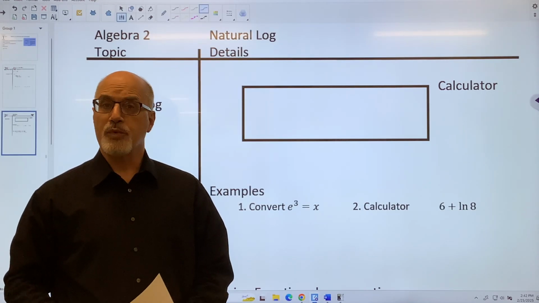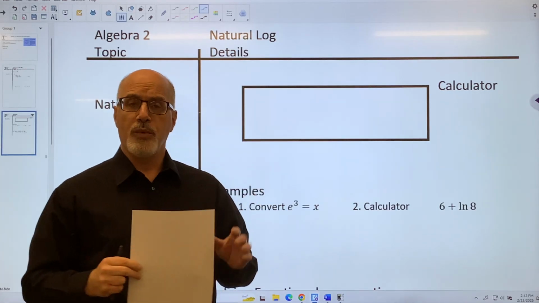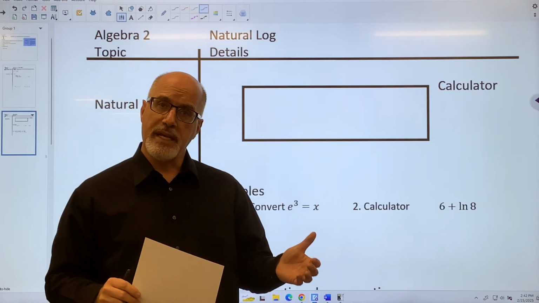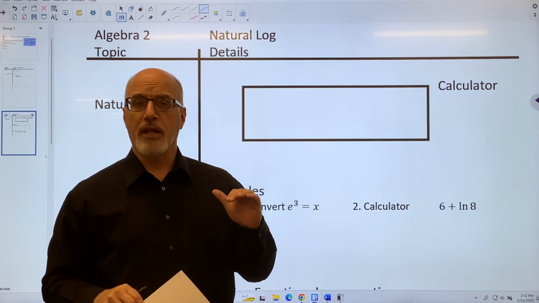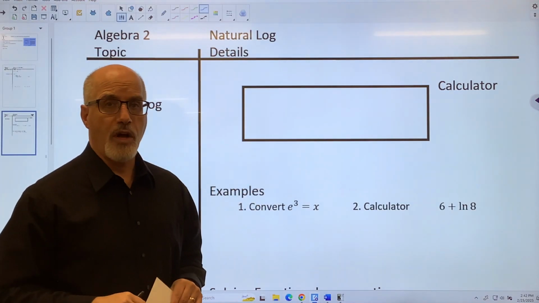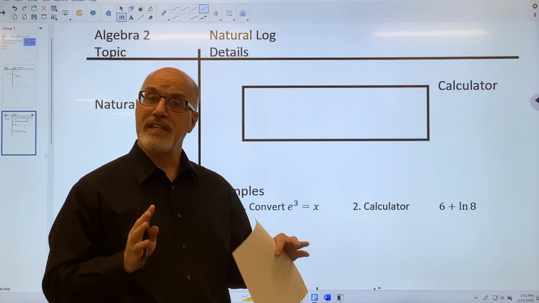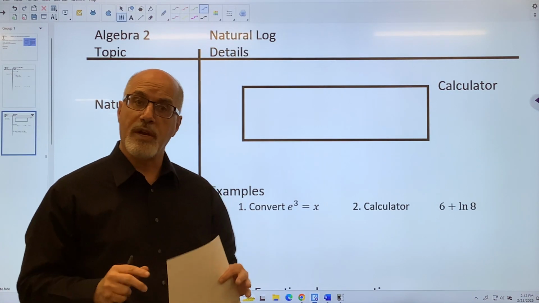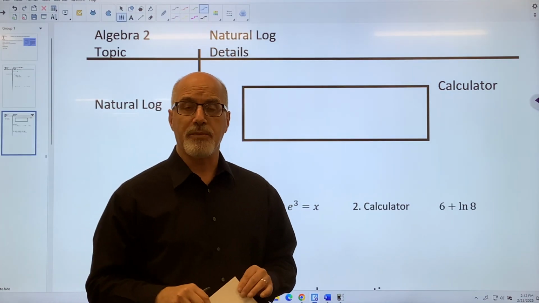With logarithms, we've already looked at common logs, which is base 10. When we see a log and it doesn't list a base, that base is base 10. We have another log that is used very frequently. It's called natural log. Natural log is used with the base of e, that irrational number that we've started working with in exponential growth and decay problems.